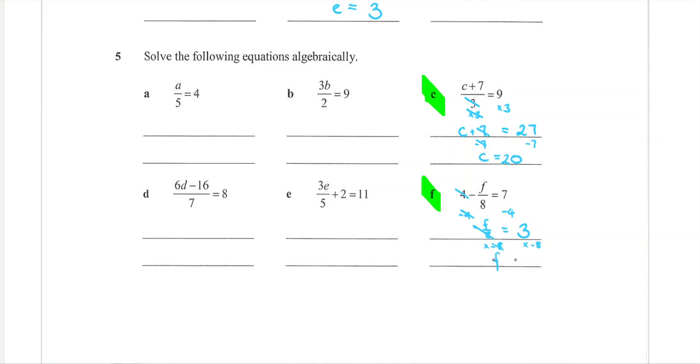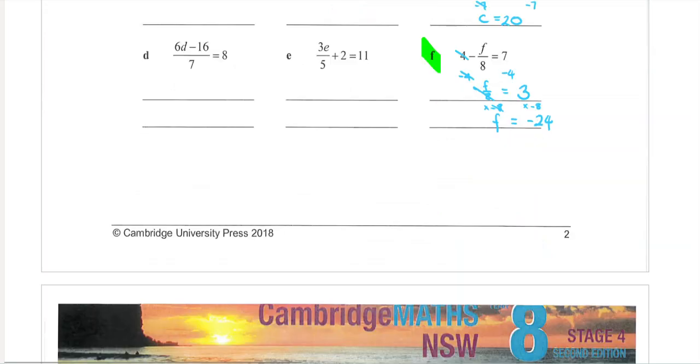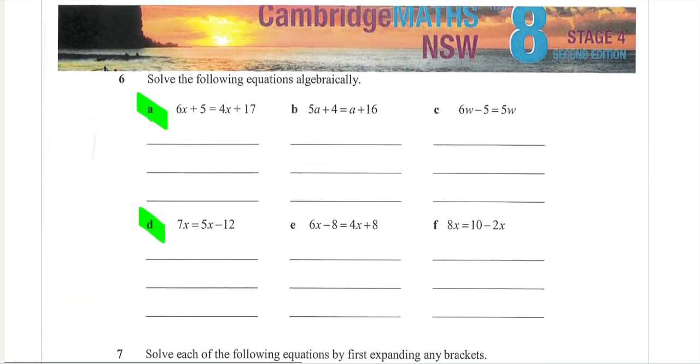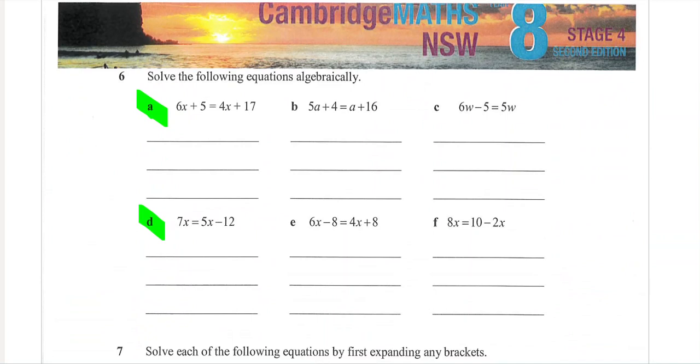All right, so F equals negative 24. That's a bit better. Oh, easy mistake to do. Sorry about that. Okay, keep going. Let's do some more. Question 6.